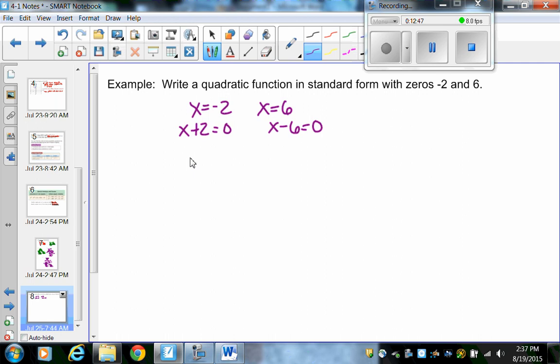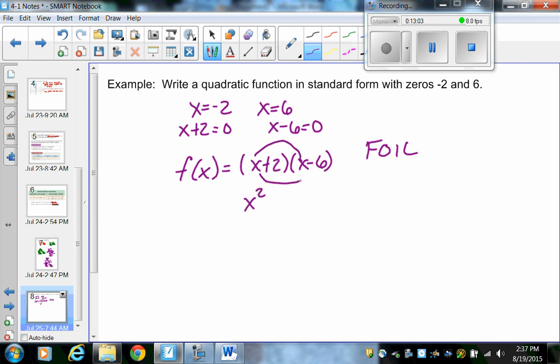which tells me that my function would be the product of x plus 2 times x minus 6. And then we're going to FOIL this out. So x times x is x squared. That's going to give me -6x plus 2x minus 12. So my final answer would be x squared minus 4x minus 12.